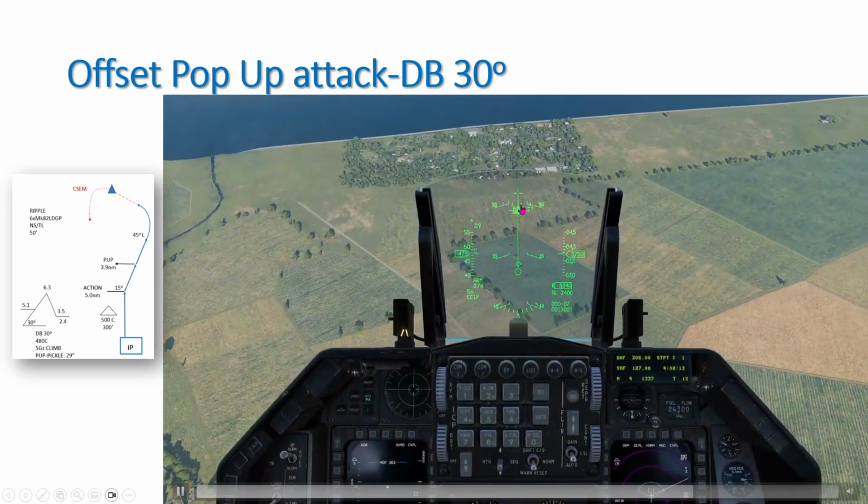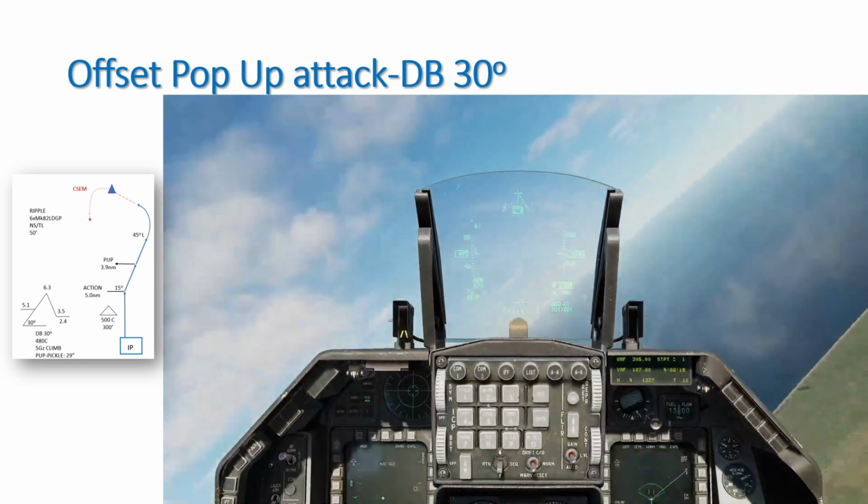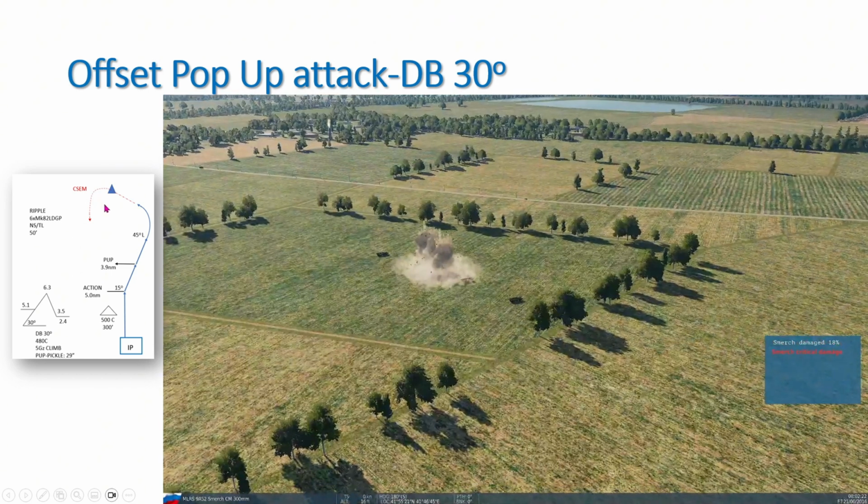Dive angle, aim off distance, the vehicles are the target, pickle and hold, and I didn't do a climb safe escape here. I did a turning maneuver, level turn.